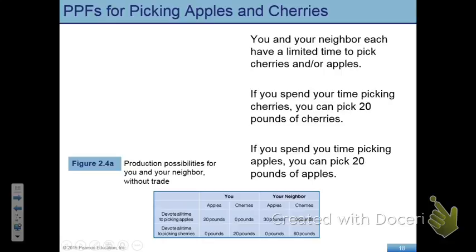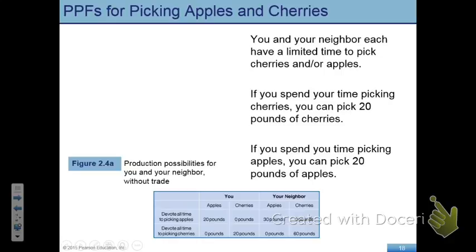Okay, so let's start our story by looking at two individuals, you and your neighbor, and two activities that you can do. You can pick cherries, you can pick apples. There is no specific mention about the scarcity of resources. Probably we know it's time, right? Let's look at how you can allocate that time in your economic activities.